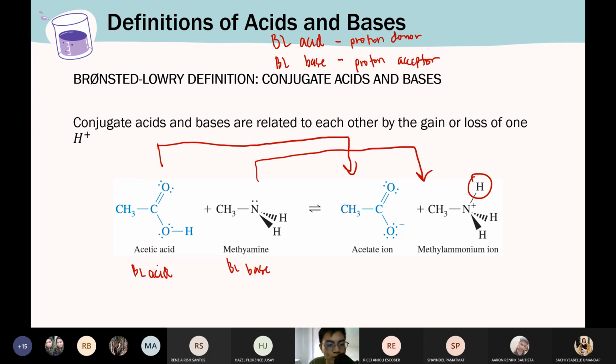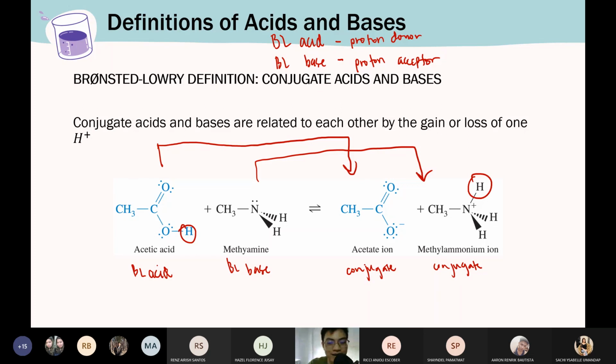Okay? So, now, we were able to successfully label yung reactants. Now, how about the products? Okay? Anong conjugate sila? So, si acetate ion, anong uri na conjugate siya? Conjugate acid, conjugate base. Si methyl ammonium ion, is it a conjugate acid, conjugate base? Dito na medyo mako-confuse ulit na. Which is okay lang naman. Okay?